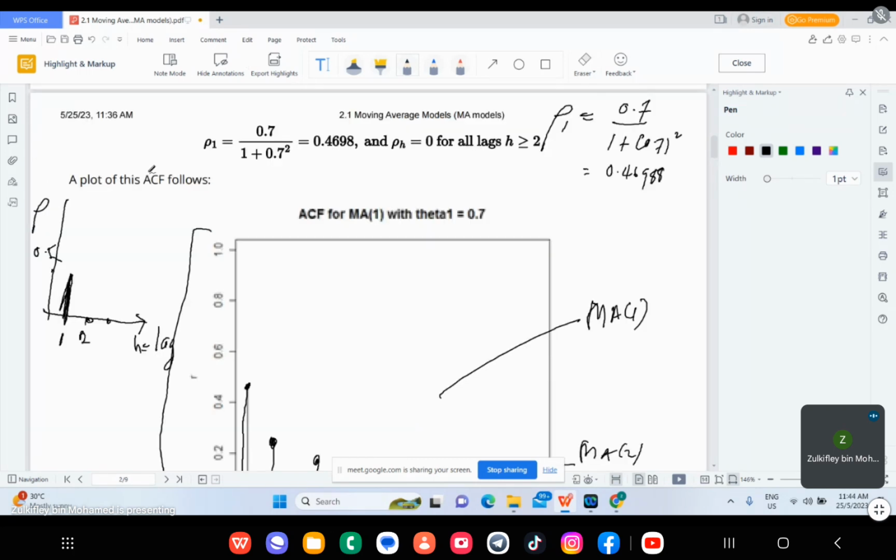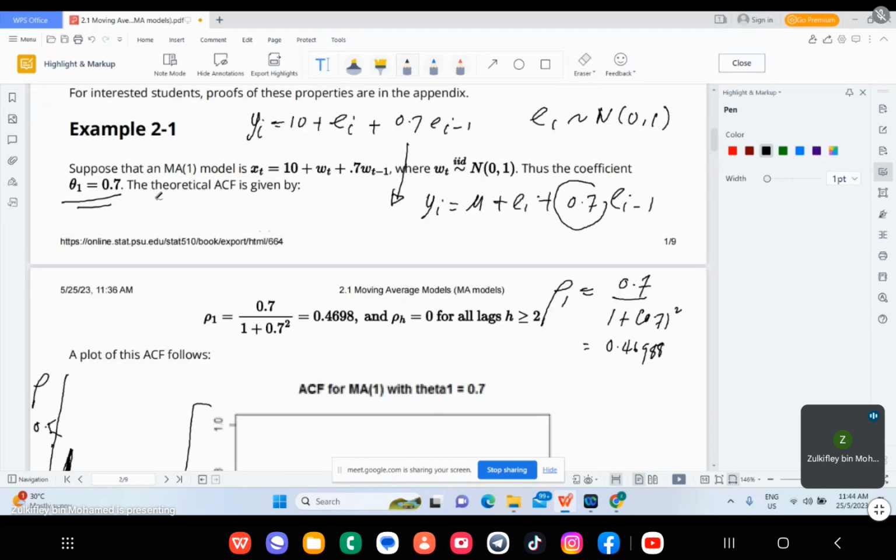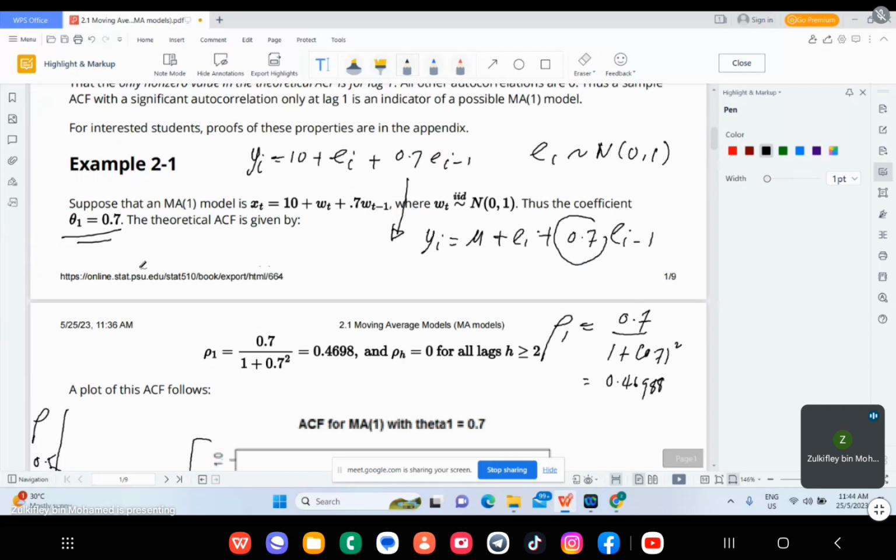Okay? So to estimate rho 1 here, we just apply the formula. So first of all, you have to pick up what is theta 1. So your theta 1 is 0.7. Then just substitute to find the autocorrelation. Just substitute theta 1 into this function. So the function just now is theta 1 over 1 plus theta 1 square. So you substitute, you will have the autocorrelation is 0.4698. The rest is equal to 0. That is an MA1.